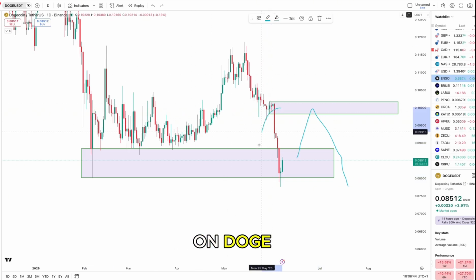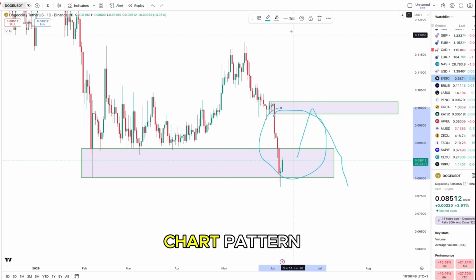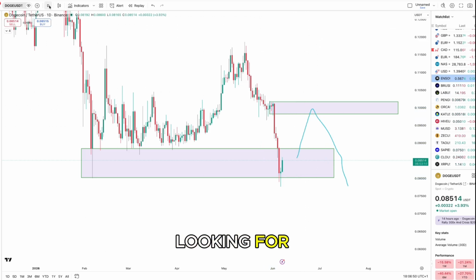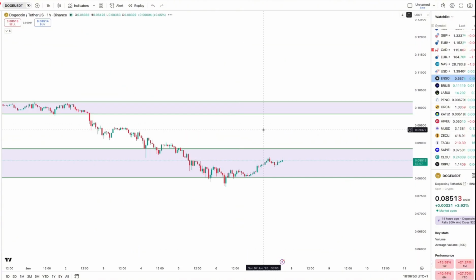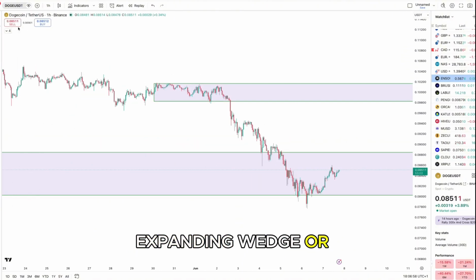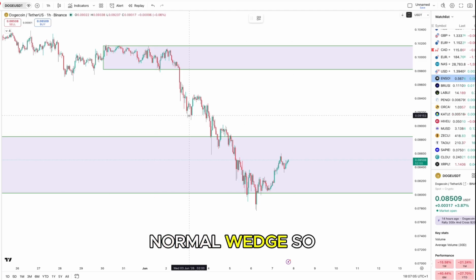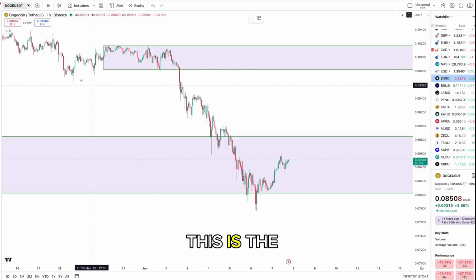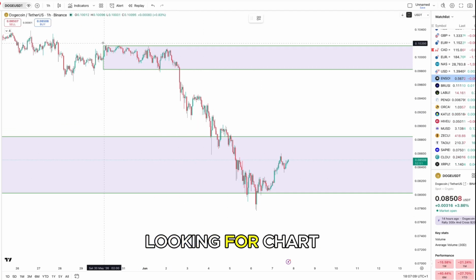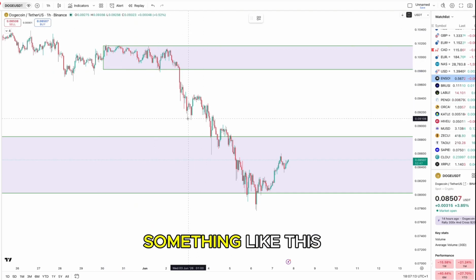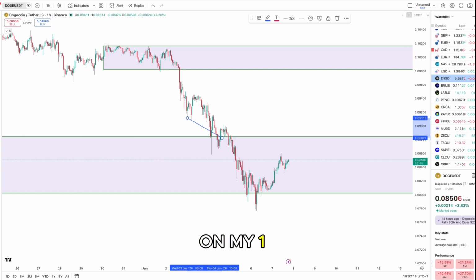From this zone on Doge, I should look out for a chart pattern that formed at that zone that might likely take me up. What am I looking for? A falling wedge, either an expanding wedge or, okay, a normal wedge. So from this zone, this is the zone I should be looking. I should be looking for a chart pattern in a zone higher than this. So I'm seeing something like this on my 1 hour.